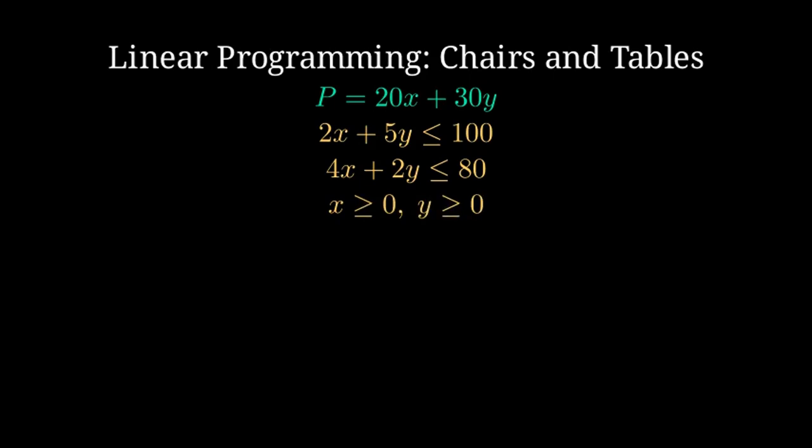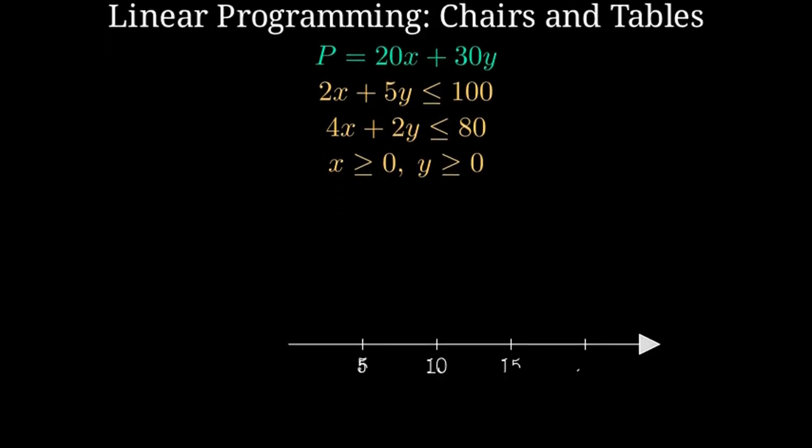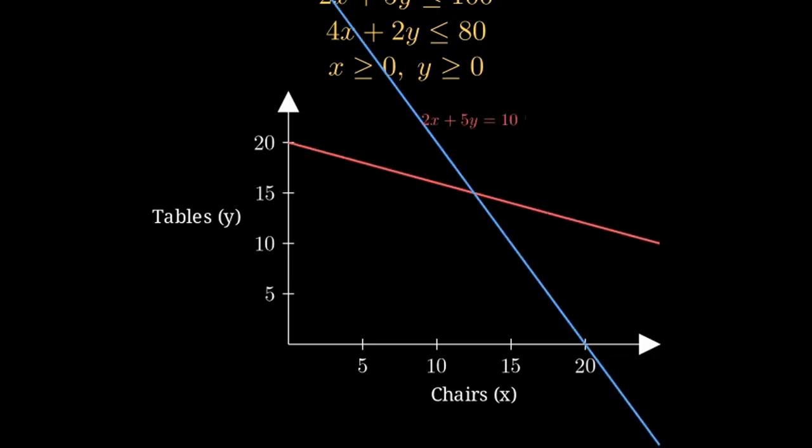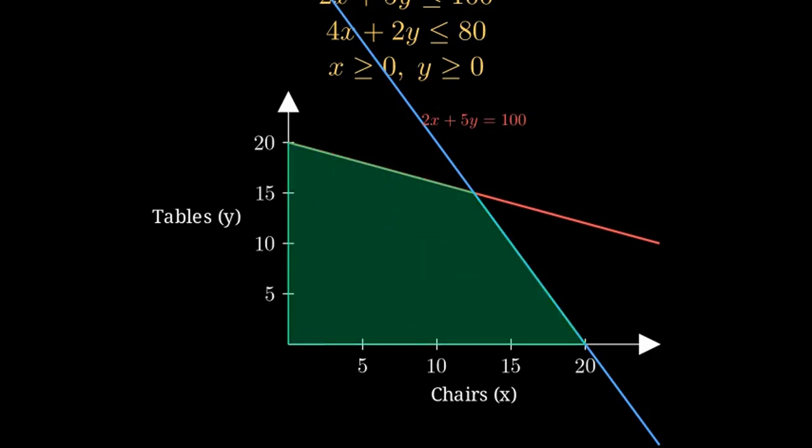Next, we graph the constraints to find the feasible region. Here are the axes, with x as chairs and y as tables. We draw the wood limit and the labor limit. The overlapping shaded area is the feasible region.